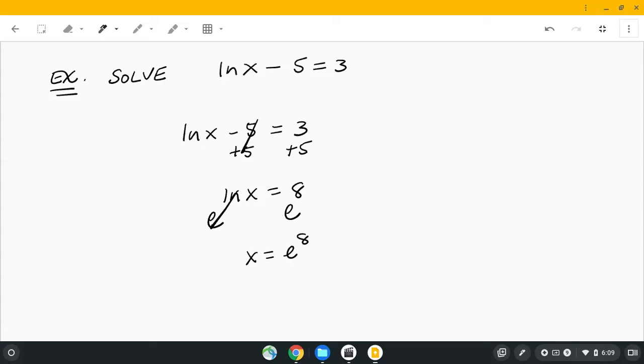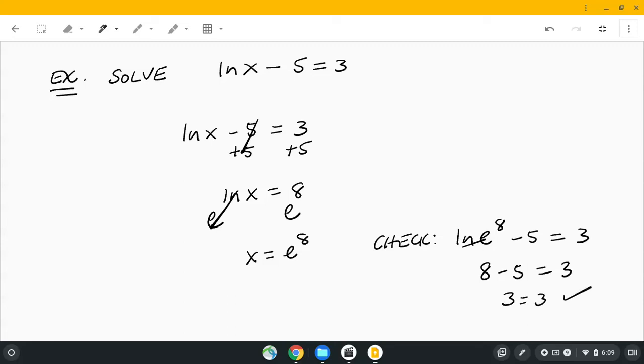And we can check. If I do ln of e to the 8th minus 5 equals 3. Over here, these guys cancel. So I get 8 minus 5. That's one of our properties that we learned about. And we do get 3 equals 3. So that works.